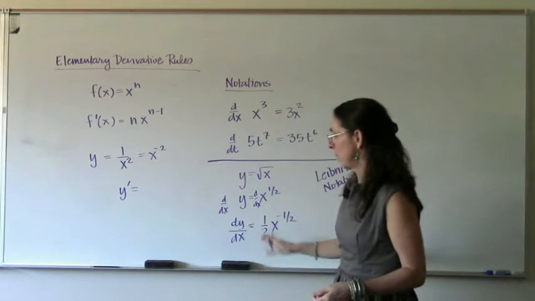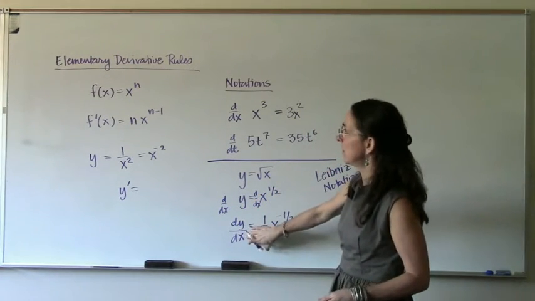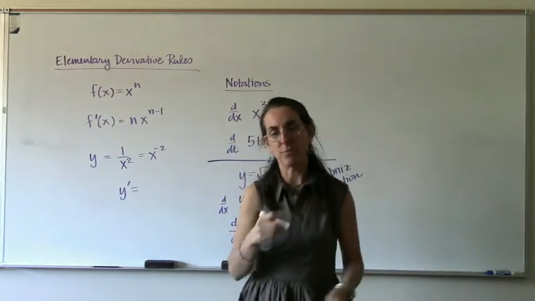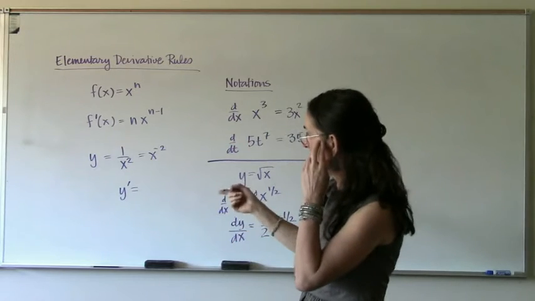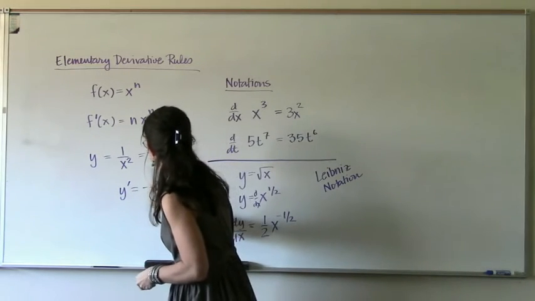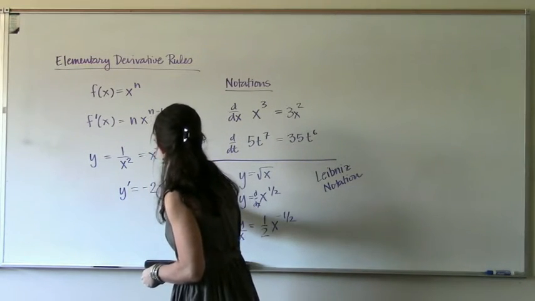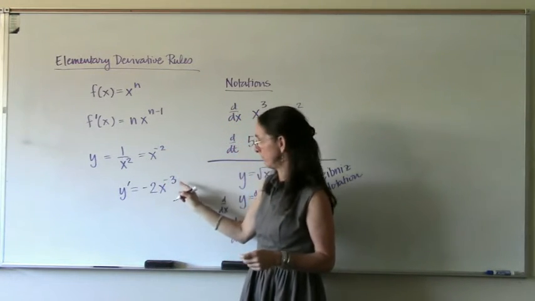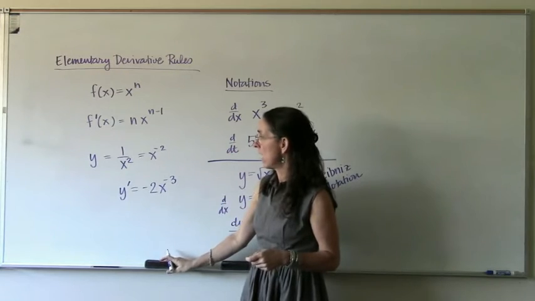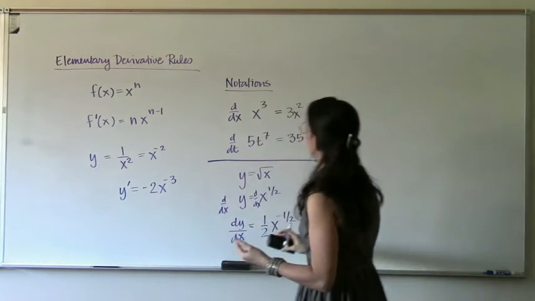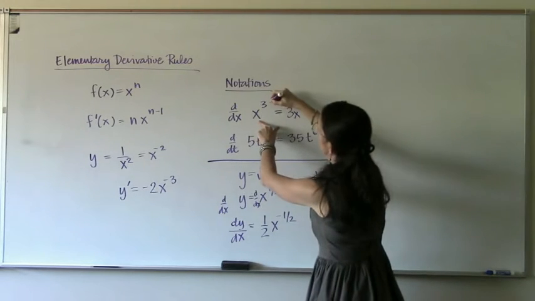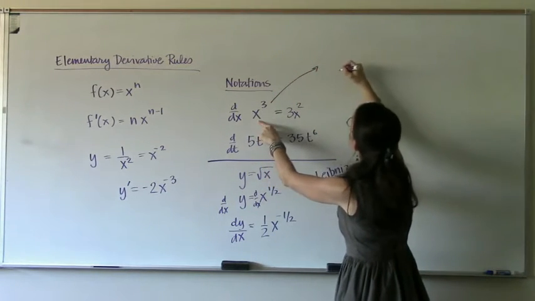I tend, when I type things up, to either use this kind of notation or this, but sometimes when I'm doing work on the board or just doing some work really quick, I'll write it like this. So this is going to be -2 times x to the -3, right? If I bring the 2 down to the front and then subtract 1 from the power, I'll end up with the power of -3.